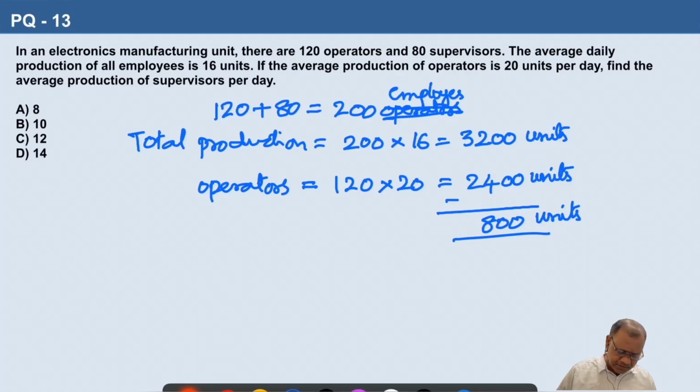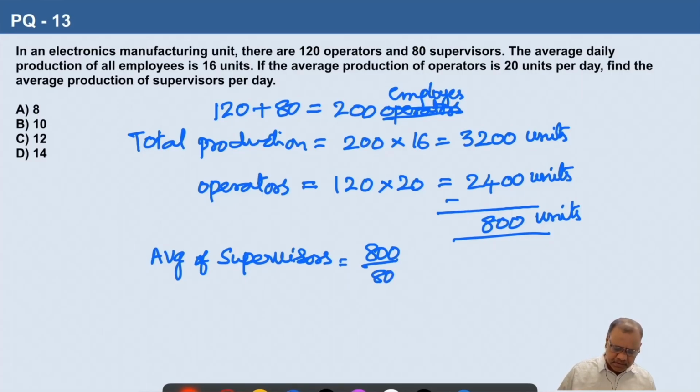So the average of supervisors: 800 units is the total production of supervisors, and there are 80 supervisors. 80 times 10 is 800. So the average of supervisors is 10 units per day. So the correct answer is option B.